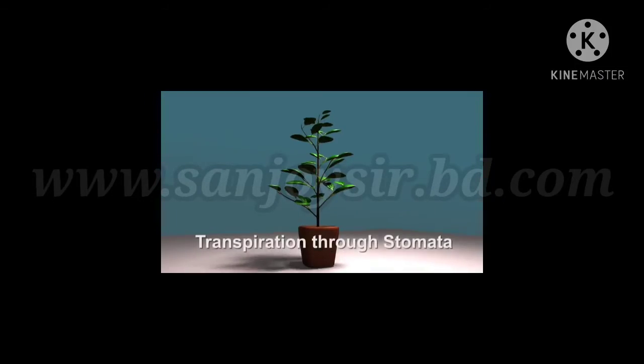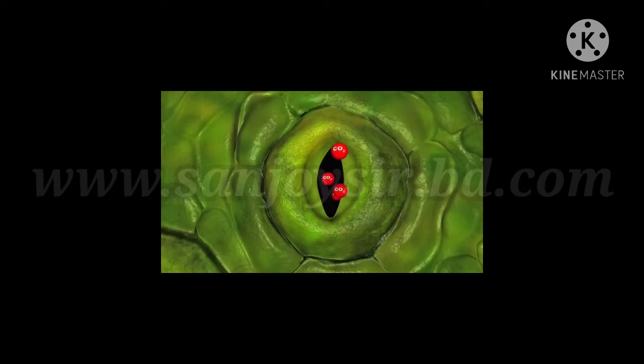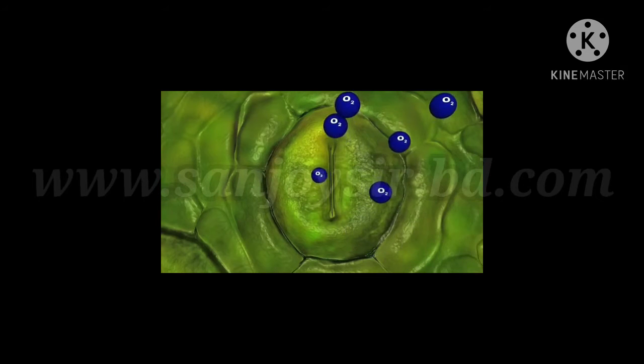Respiration through stomata. The underside of leaves consists of several minute structures called stomata. Stomata consist of a pair of bean-shaped cells called guard cells, which surround a tiny pore. Guard cells regulate the opening and closing of the stomata. During photosynthesis, air containing carbon dioxide diffuses into the stomata. Oxygen produced as a byproduct of photosynthesis diffuses out into the atmosphere through the same opening.